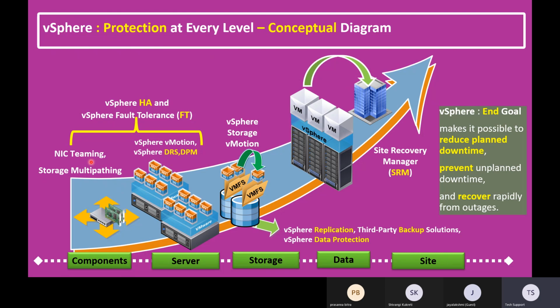So can anyone remember the storage path selection policies? We have three storage path selection policies: Fixed, MRU and Round Robin. So even these three policies will help you to provide protection during the multipathing connection.